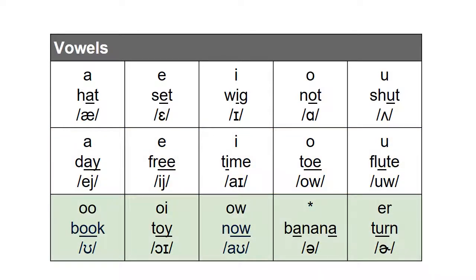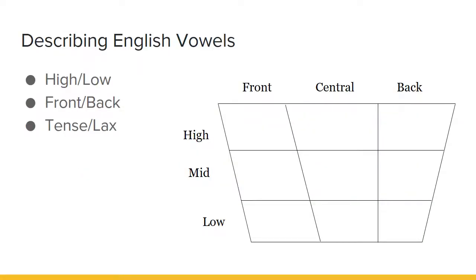The terms short and long are not really good ways to describe these. Here's what linguists often use to describe English vowels. They talk about whether the vowel is high or low in the mouth, whether it's near the front of the mouth or the back of the mouth, and sometimes they'll also talk about tense or lax vowels. The diagram here should represent the mouth and the positioning of the tongue within the mouth.